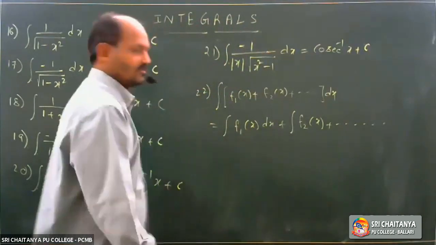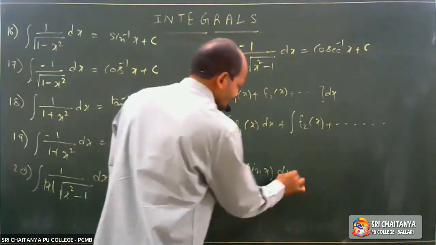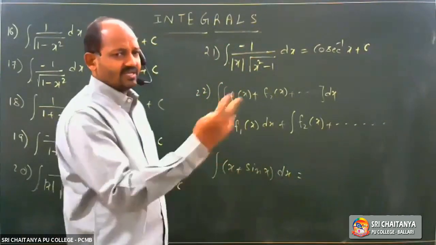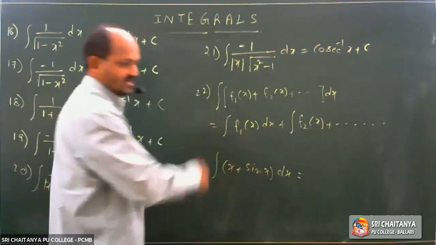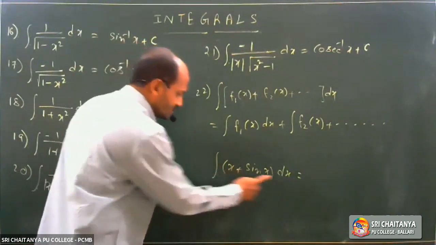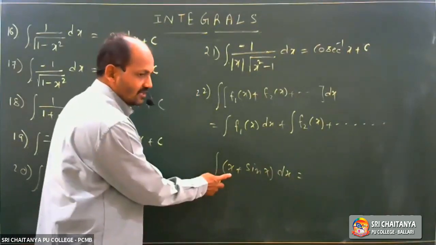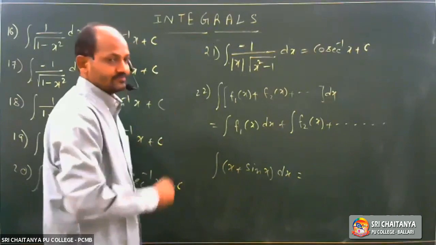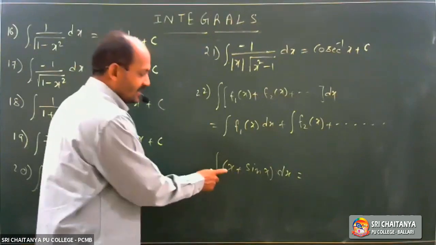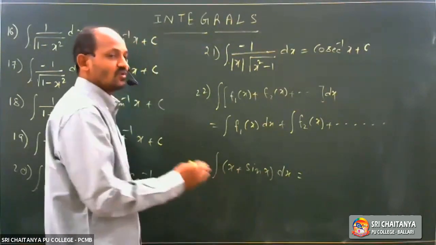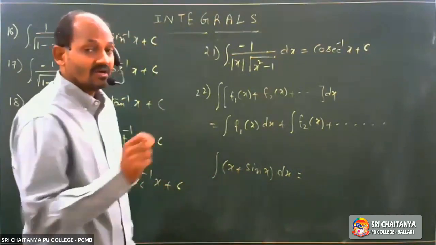For example, the integral of x plus sin x dx. x is one function, sin x is another function, so this integration is applicable for both. So the integral of x dx plus the integral of sin x dx. Already you know that the integral of x is x square by 2. Don't consider 1, that is the derivative of x. So the integral of x dx is x square by 2 plus the integral of sin x, which is minus cos x.